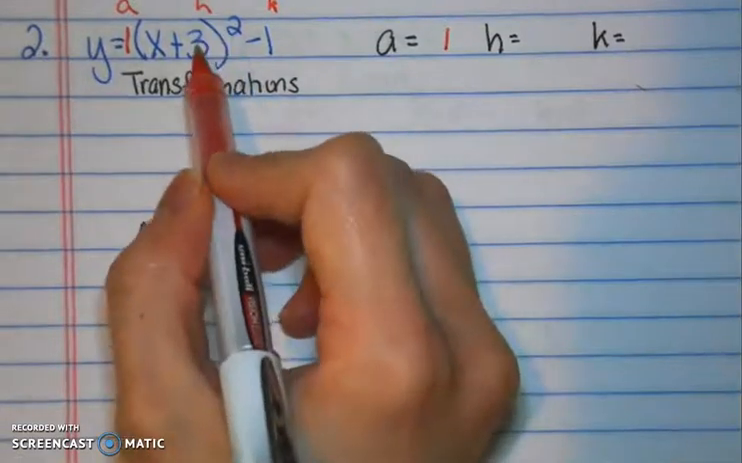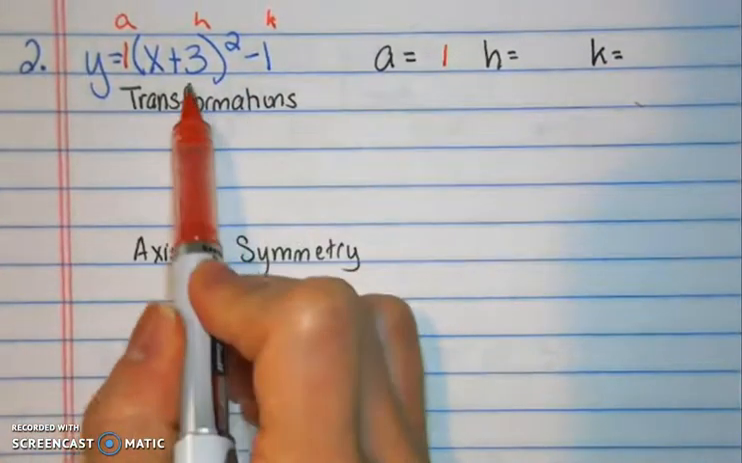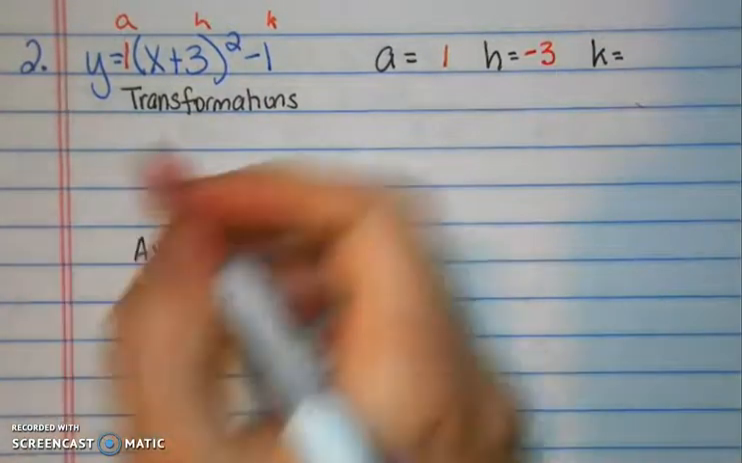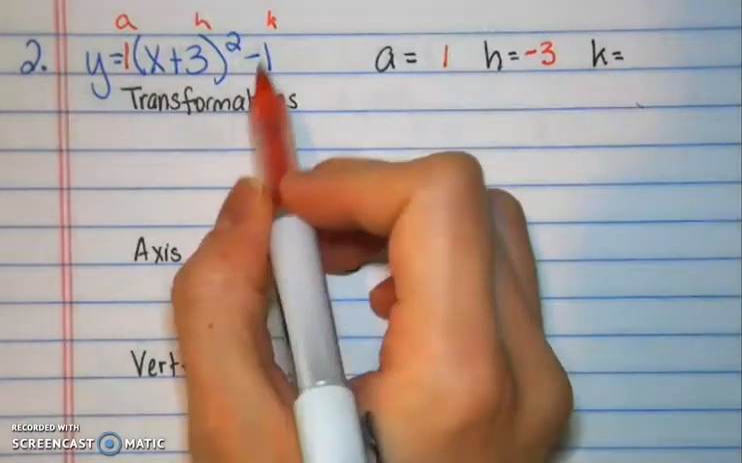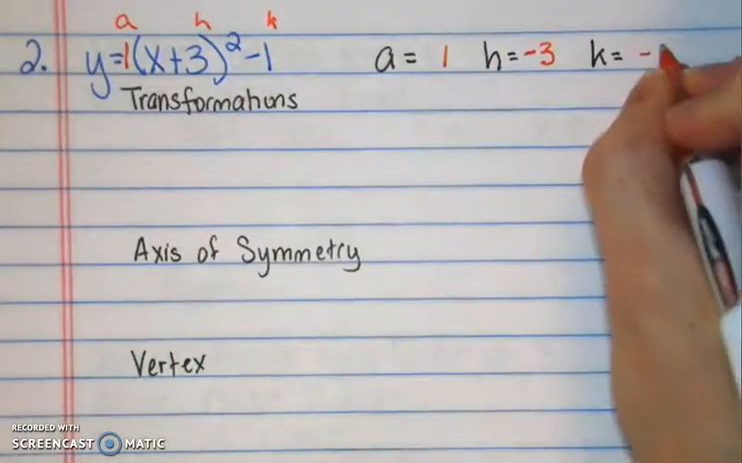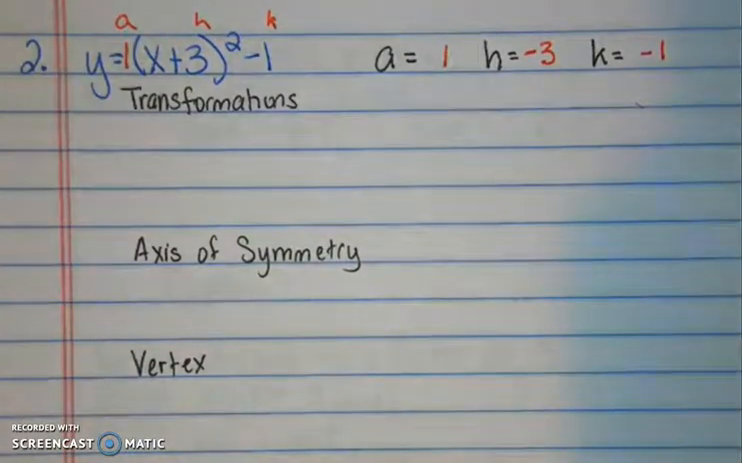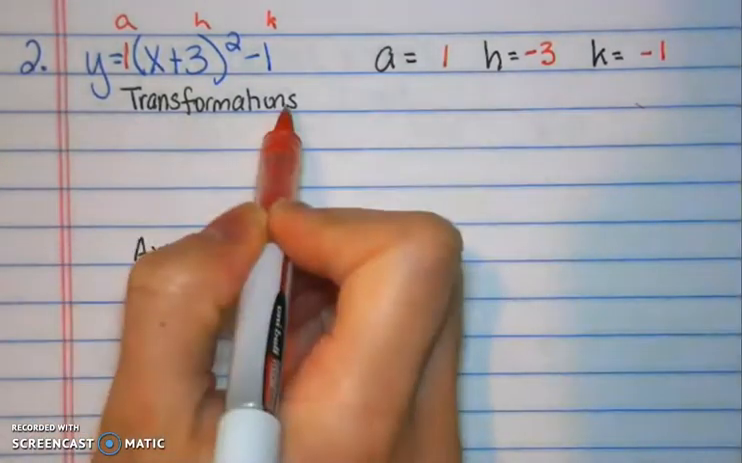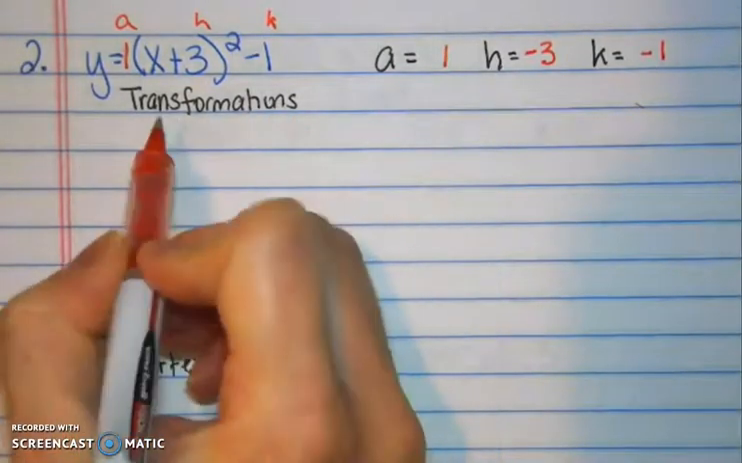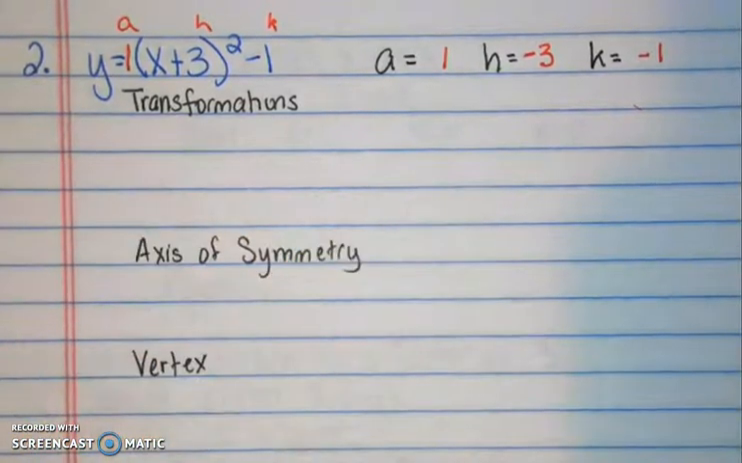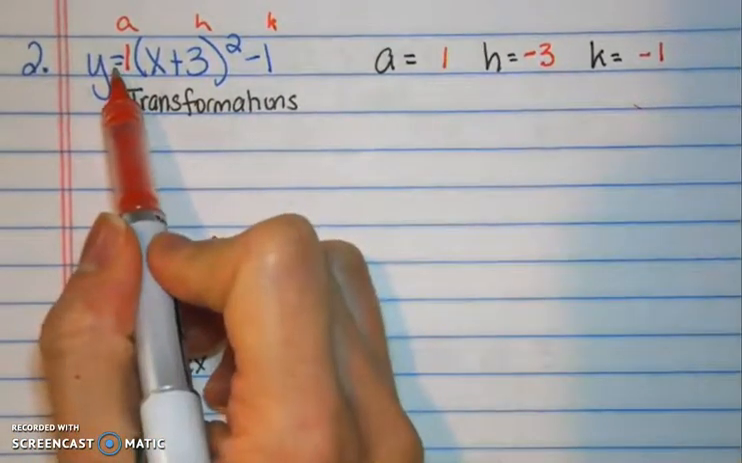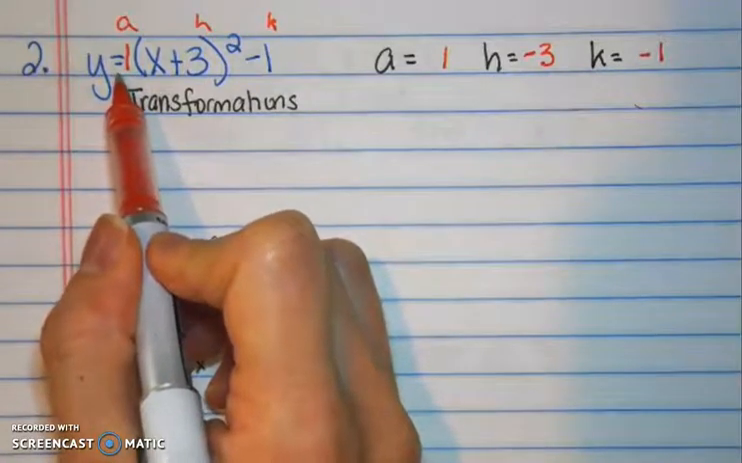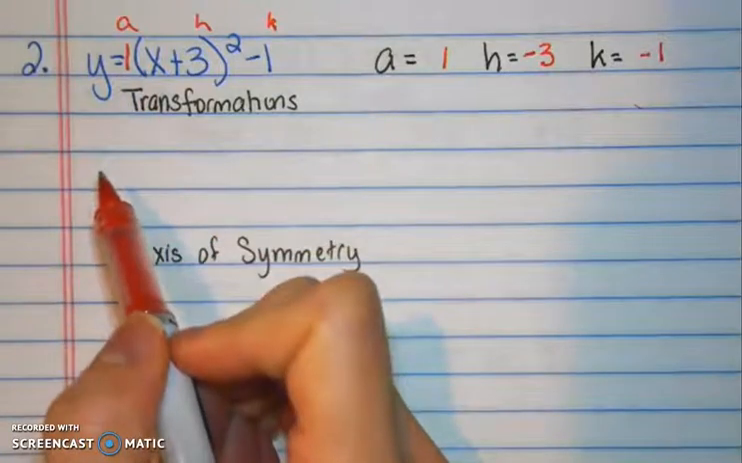h is going to follow the opposite sign of what we see in our equation. So h in this case is -3. And then k follows the same sign. So since k is -1 here, we are going to take -1 for k. Now that we have listed a, h, and k, we can identify our transformations. In this case, we first look for a reflection. Is there that leading negative out here? Because there is no leading negative, there are no reflections.